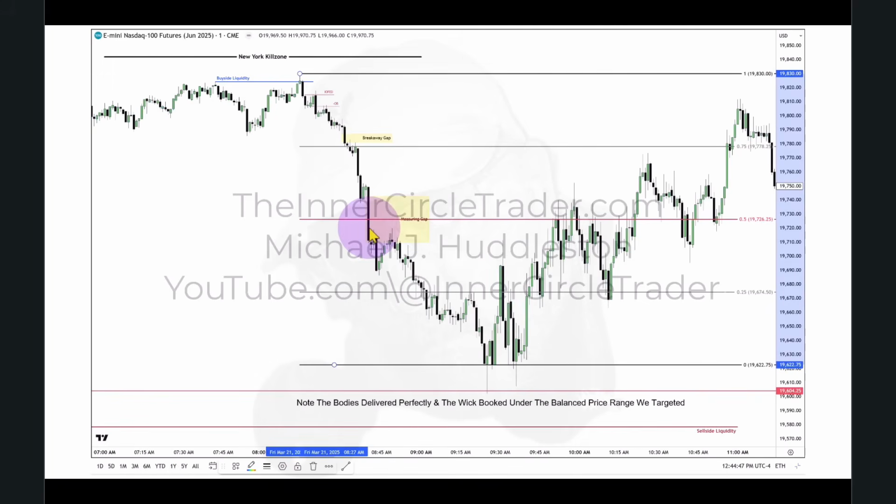Okay, or it's basically like the equilibrium or grading a price swing. We can anticipate where measuring gaps are going to form if we know where the draw on liquidity is. Isn't that fascinating? Isn't that fun? How about where does the breakaway gap form? Around 20 to 30% of the implied dealing range.